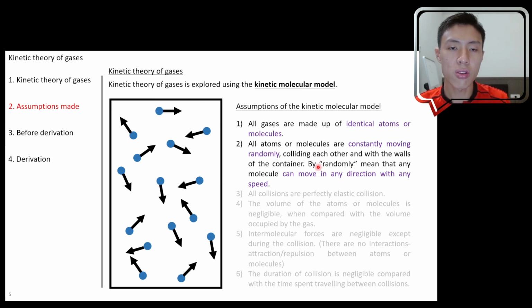Okay, so when we say random over here, we are actually specifying the direction to be random and the speed at which they are moving to be random.